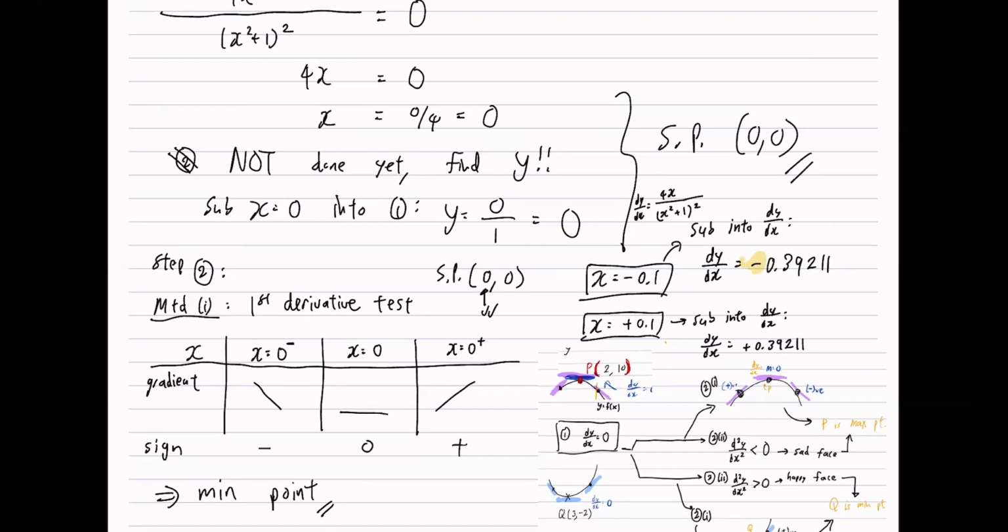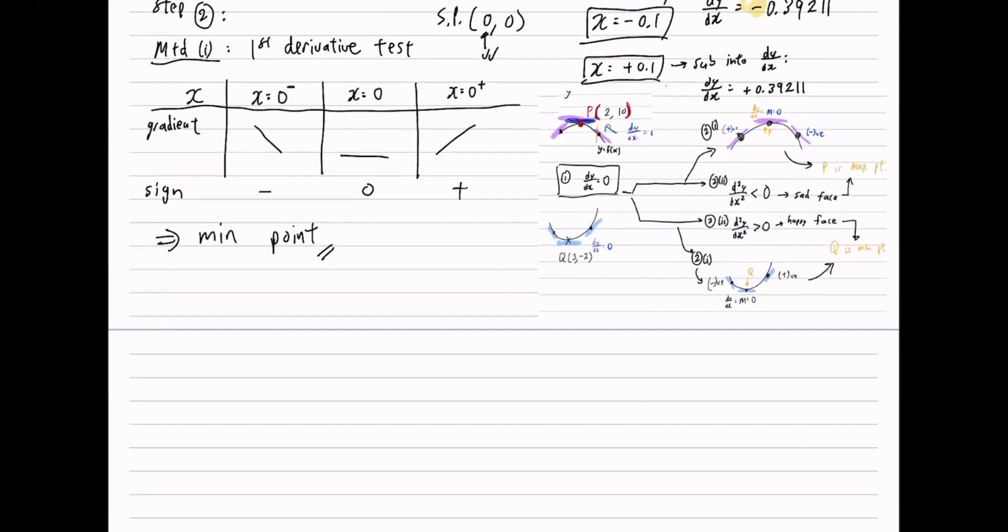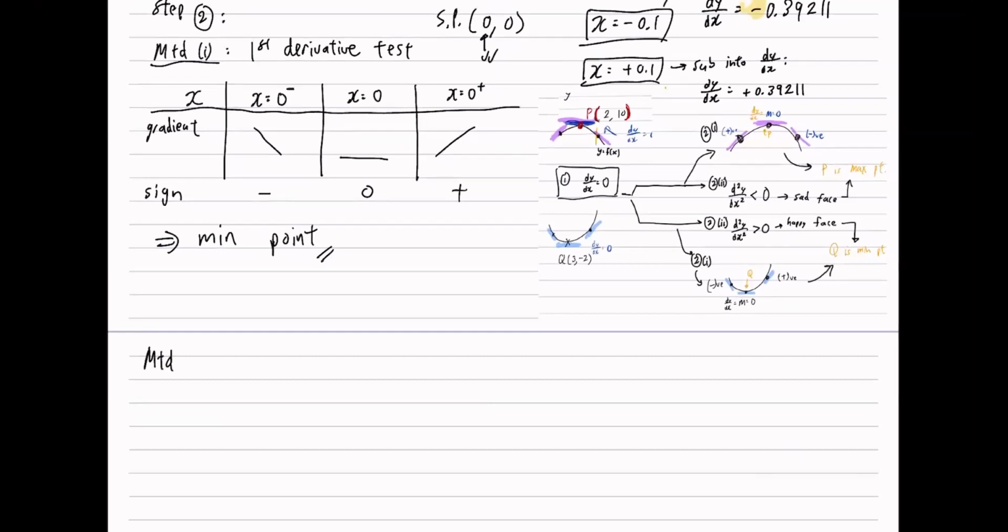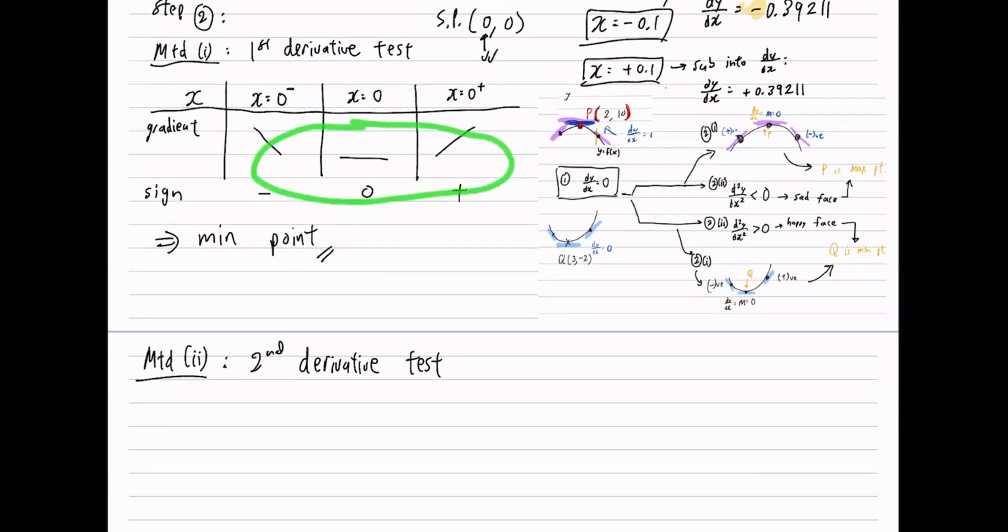Let's try what is known as the second derivative test. Let's go. Not done yet. Method part 2: second derivative test. You either do method part 1 or method part 2. Choose one. Pick one that is easier for you. Usually students will pick method 1 because it's easier. You realize that there are no numbers here, so it's faster. All you need to do is to figure out the sign, plus or minus. Then you know it's a maximum or minimum.